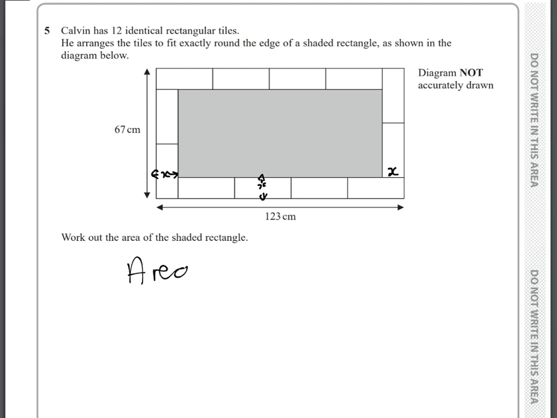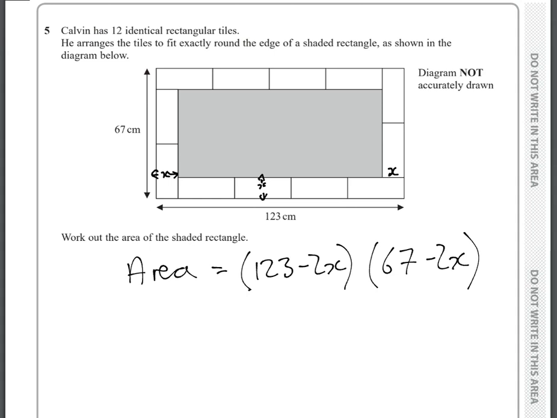So the area is 123 minus 2x times 67 minus 2x. So I've got to work out what that is. So we need to work out what x is.